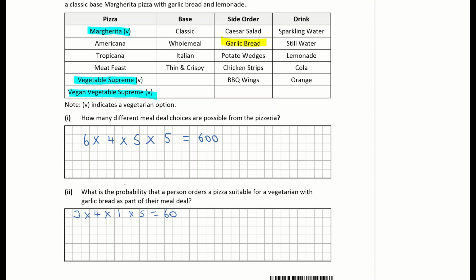But the question is asking for probability. So probability must be a fraction or a decimal. And it's out of 600 meal choices. That's the answer we got from part 1. So probability is found by making a fraction out of 600, and I'm putting my 60 over 600. That's the amount of choices that we have. And if I divide by 10, I get 6 over 60. And I can also divide by 6: 6 into 6 will go once, 6 into 60 will go 10. So the probability of a vegan getting a garlic bread as part of the meal deal is 1 in 10, or that can be written as 0.1 if you want, or 10%. And that's the end of question 1.